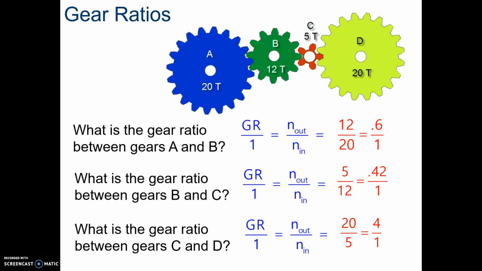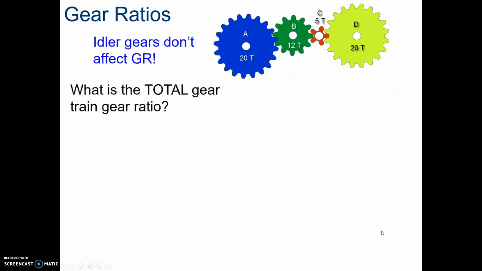Like we saw in the last presentation, when you want to find a compound mechanical advantage, or here a compound gear ratio, we would just simply multiply all of our gear ratios. So 0.6, 0.4, 2, and also 4. When we do that, multiply all those together, we get a ratio of 1 to 1. So we really don't have any advantage here.